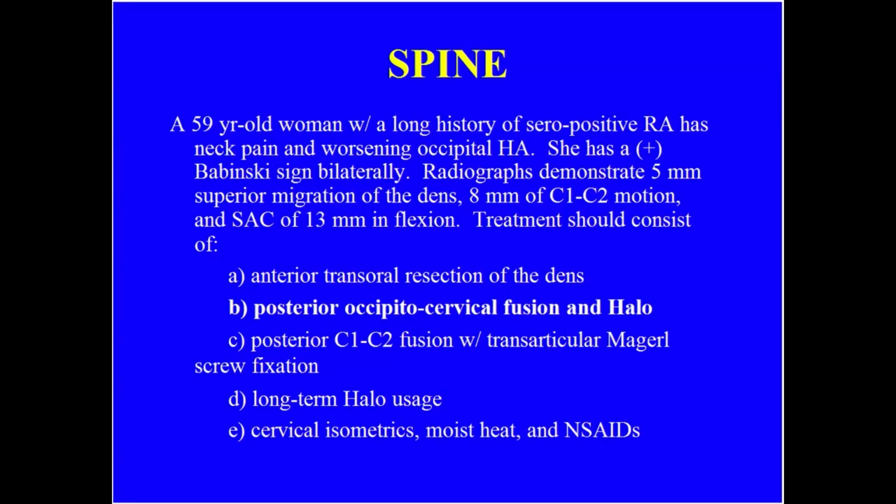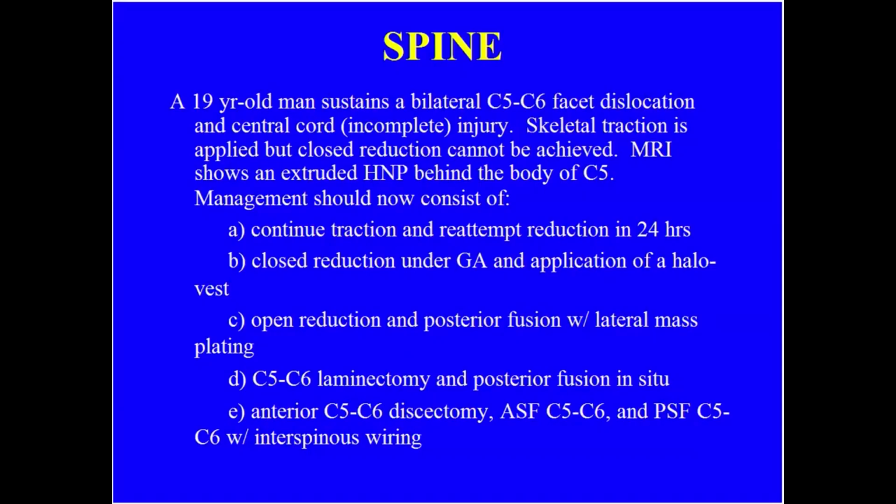B, posterior occipitocervical fusion and halo. She has superior migration of the dens in addition to C1-C2 instability. She's neurologically impaired. She needs surgery. How do you address it? Oh, occipitocervical means down to C2. Yeah, I'm sorry that wasn't more clear.